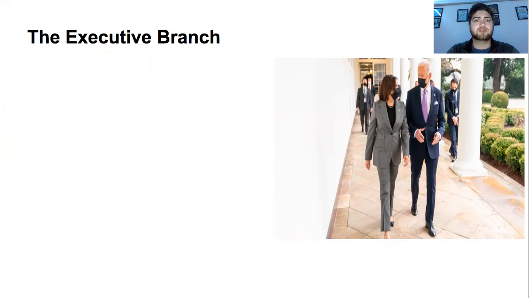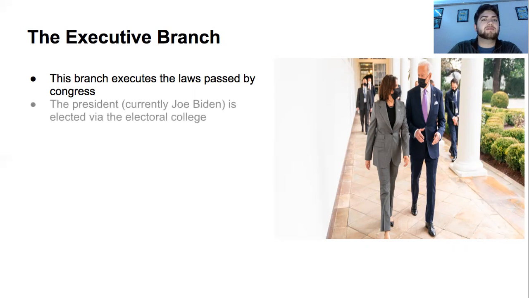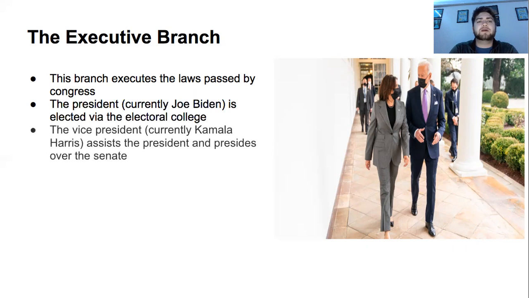Moving on to the executive branch, which is our second branch of government, and probably the most famous, given that the leader of the branch is the president. This branch executes the laws passed by Congress, meaning that they decide how to apply the laws and enforce them. The president is currently Joe Biden, and he is elected via a process called the Electoral College. Each state gets a number of electoral college votes depending on their population. The vice president is basically the assistant to the president and also presides over the Senate. That is currently Kamala Harris of California.